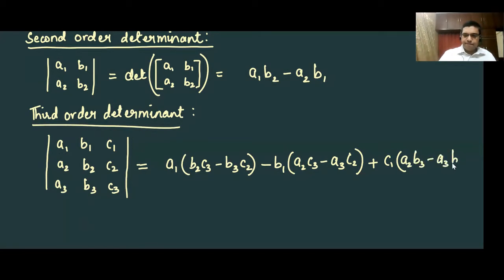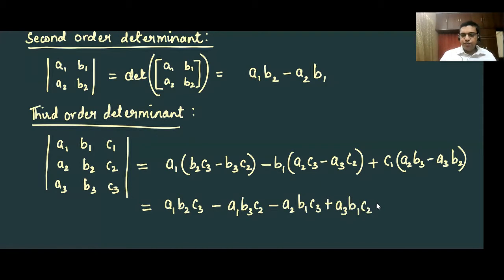So something interesting that you can observe here. I will expand this: a1 b2 c3 minus a1 b3 c2, minus a2 b1 c3, plus a3 b1 c2, plus a2 b3 c1, minus a3 b2 c1.